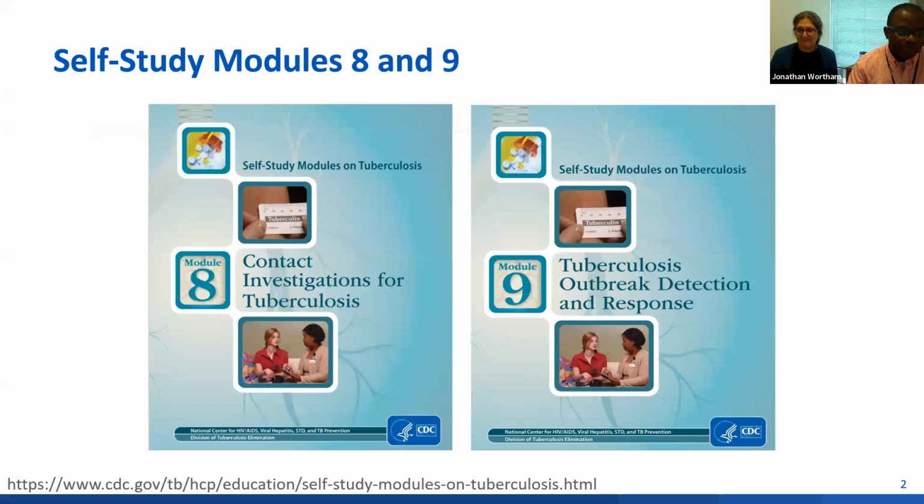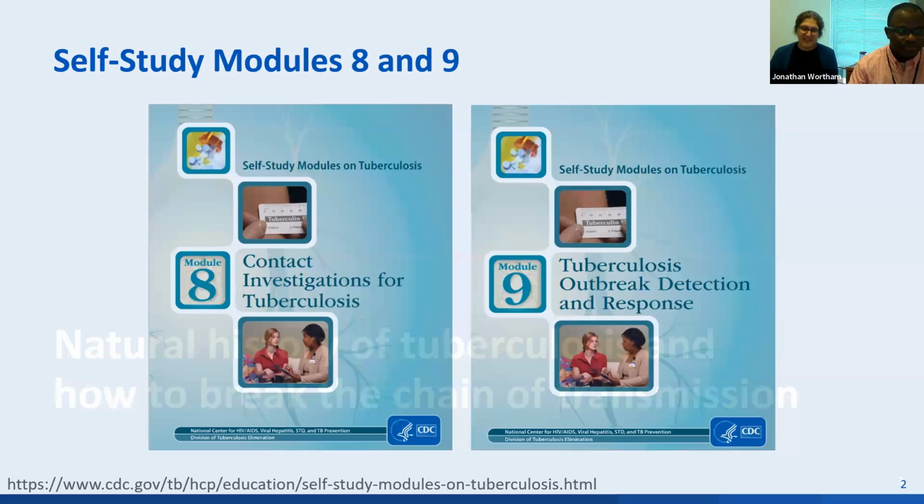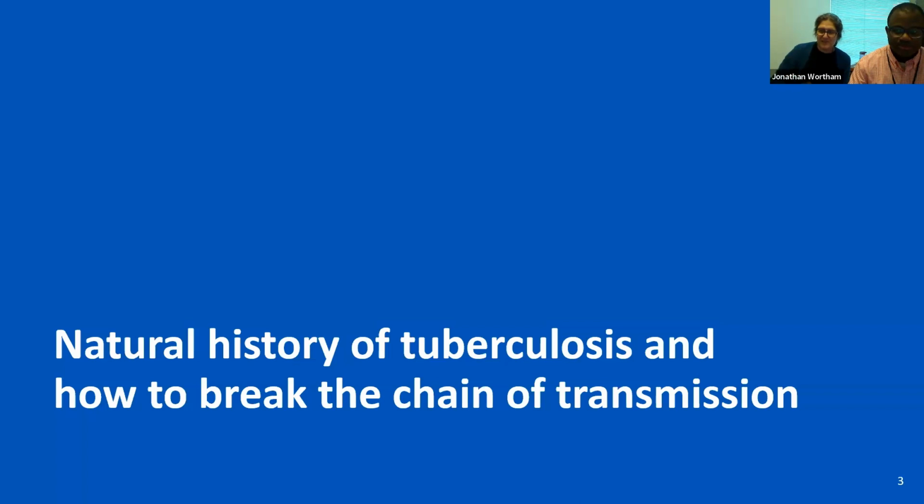And so just a quick review that this is based on the self-study modules in modules 8 and 9 in the core curriculum. Don't worry, we're not just going to regurgitate the material, but we're hoping to engage with you interactively as we go through these concepts. And speaking of that, could you switch it so we can see the chat? Perfect. Thanks. And so first, we'll discuss the natural history of tuberculosis and how to break the chains of transmission.